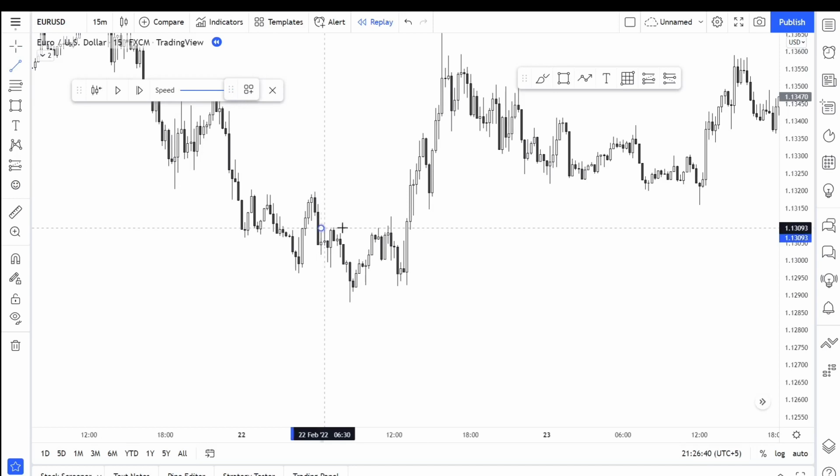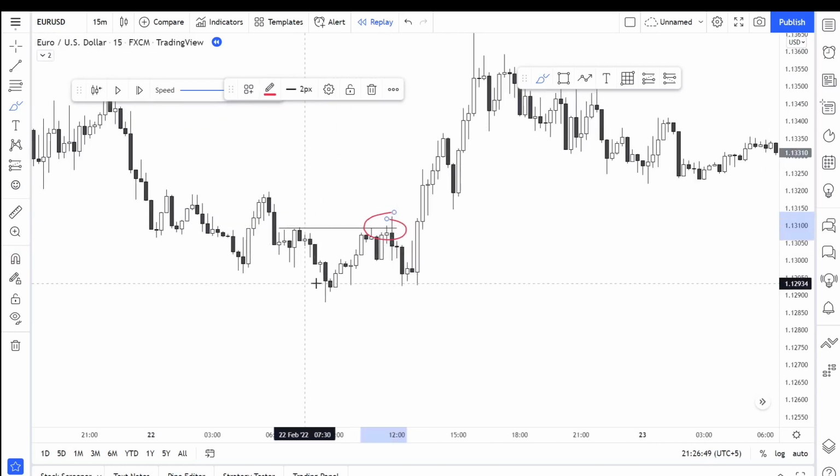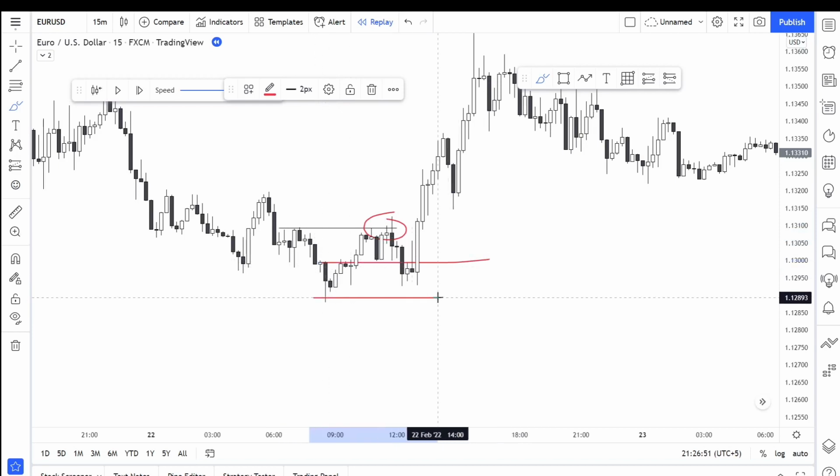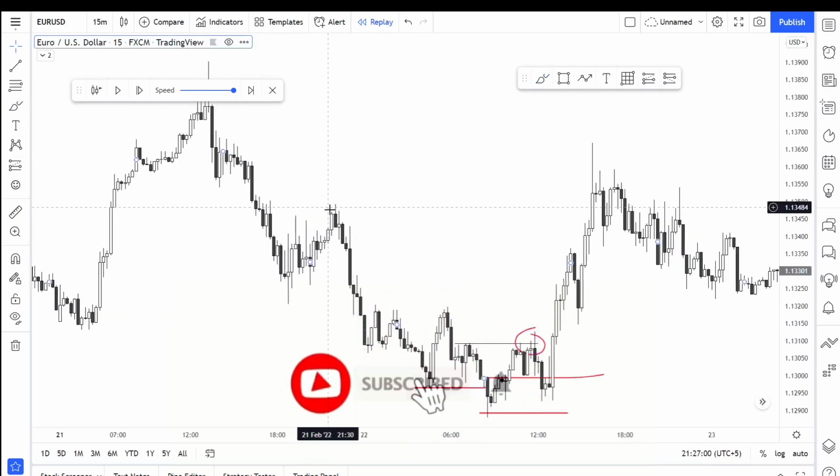Here we do have a break of structure, but it is only by the wick, but on the low time frame this is a valid break of structure. The order block from which the price actually reacted took the previous low. So this is a valid order block.